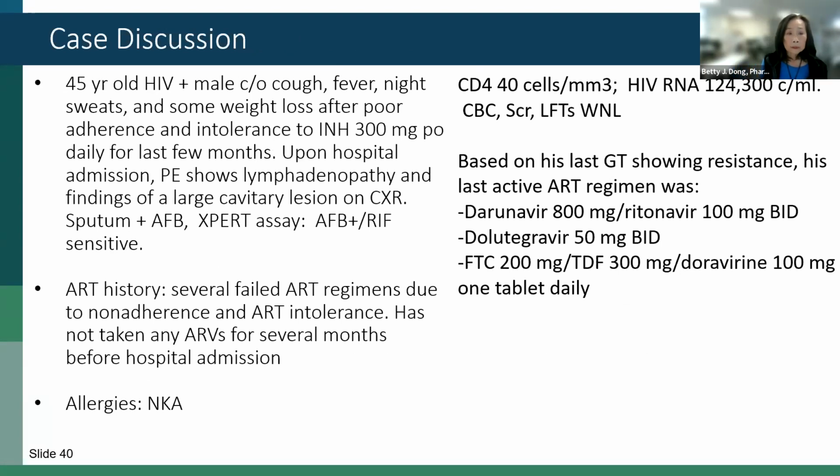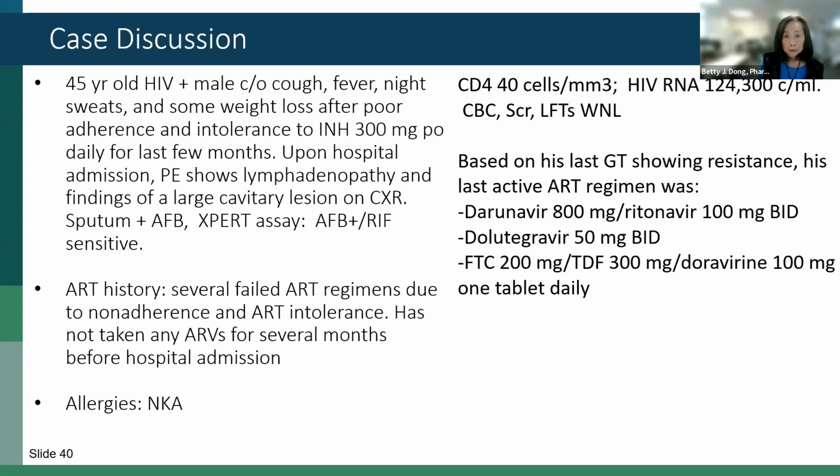This is a 55-year-old HIV positive male who has symptoms of active TB due to his non-adherence to taking INH 300 milligrams daily. And upon hospital admission, his physical exam shows lymphadenopathy and findings of a large cavitary lesion on chest X-ray. The sputum is positive for acid-fast bacteria. The Xpert assay shows that it is rifampin sensitive. His antiretroviral history is that he's failed several antiretroviral regimens due to non-adherence and intolerance, like many of our patients. And he hasn't taken any antiretrovirals for several months before hospital admission. His CD4 count was 40.